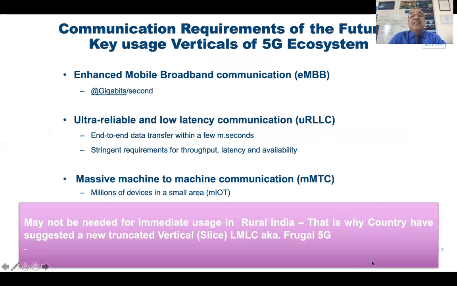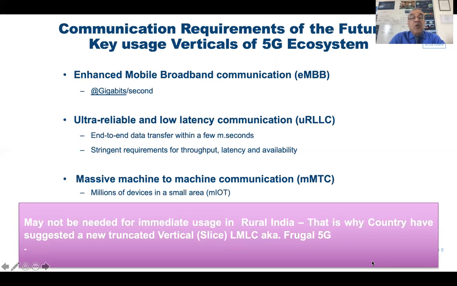To start with, I would like to start with the 5G requirements, which are the communication requirements of the future. There are key verticals of the 5G ecosystem, three well-known verticals: enhanced mobile broadband communication, eMBB, ultra reliable and low latency communication, URLLC, and massive machine to machine communication, mMTC. These are the main verticals of the vision of 5G as per 3GPP.